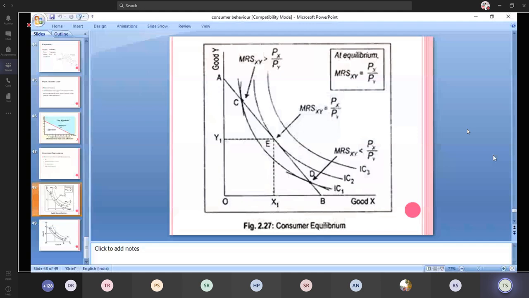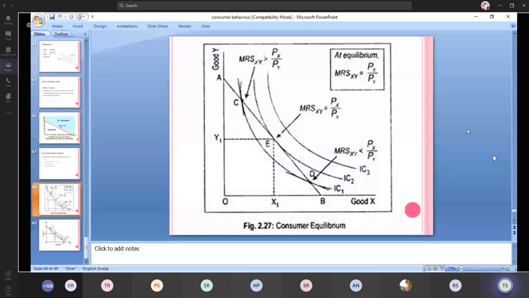This is according to our diagram: point C, point E and point D. On these 3 points, either two curves cut each other, or at one point it is tangent. At point E, the indifference curve is tangent. And according to this diagram, which point will give the maximum level of satisfaction to the consumer?